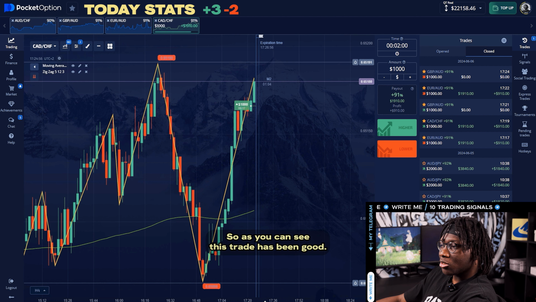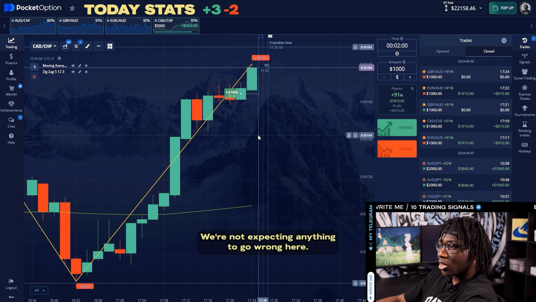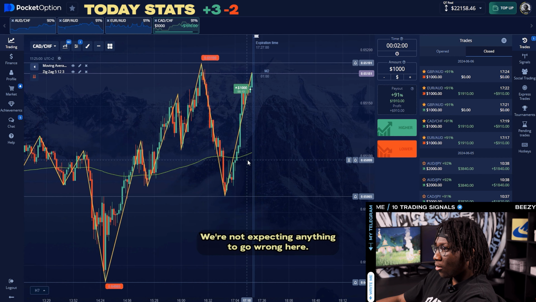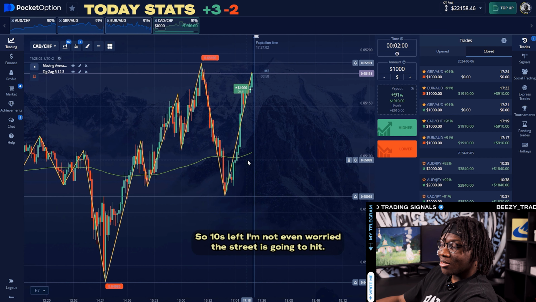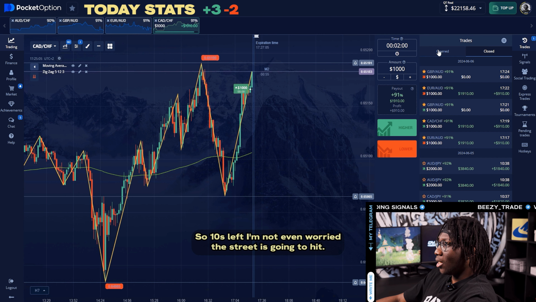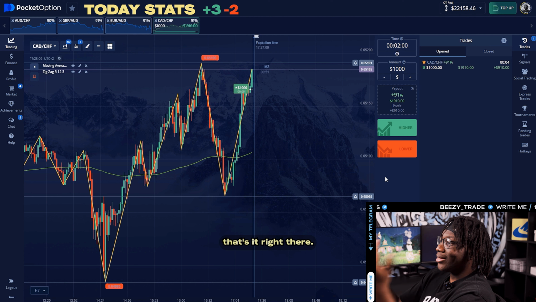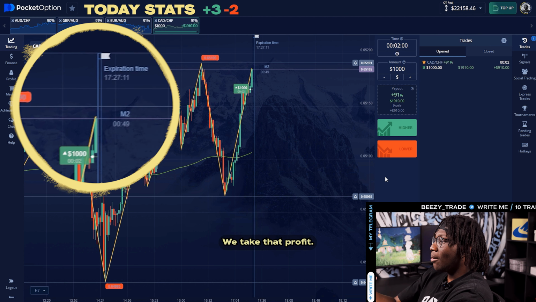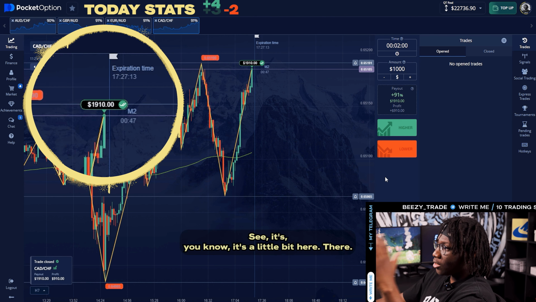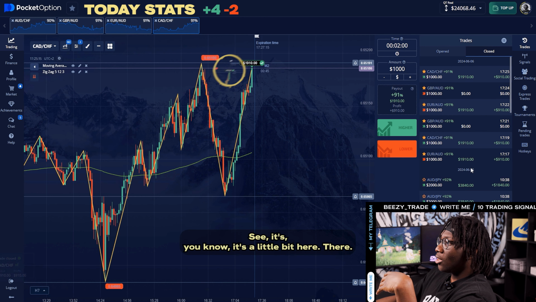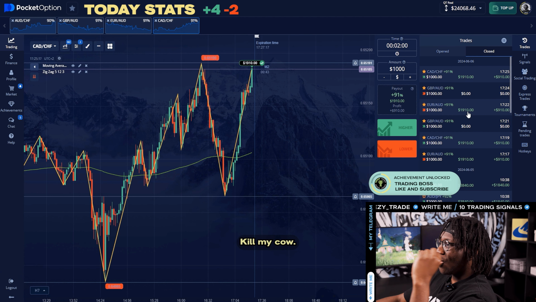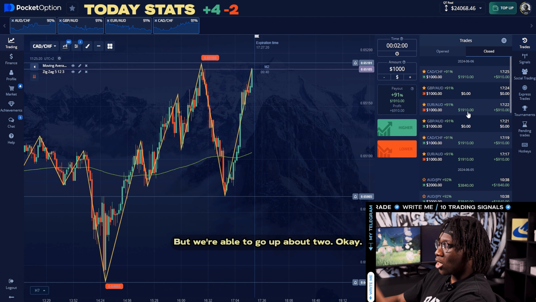As you can see, this trade has been good. Very bullish candle. We're not expecting anything to go wrong here. With 10 seconds left, I'm not even worried that this trade is going to hit. I'm pretty sure it is. And as you can see, that's it right there. We take that profit, and it's a little bit here and there. We started with about 22K on the account, but we're able to go up about 2K.